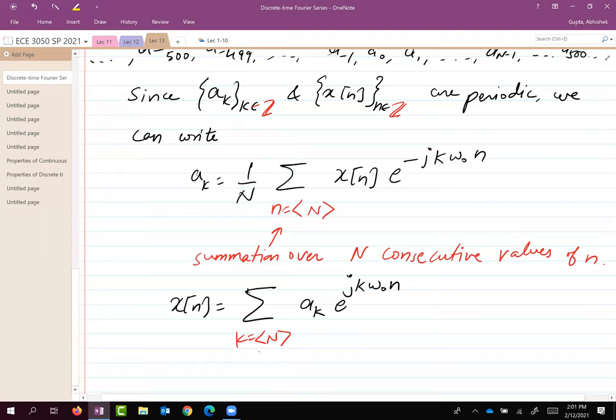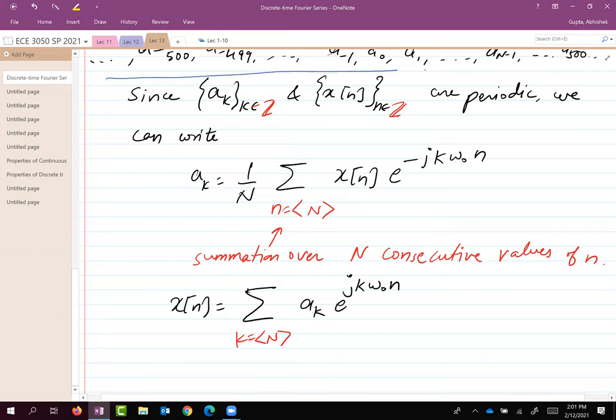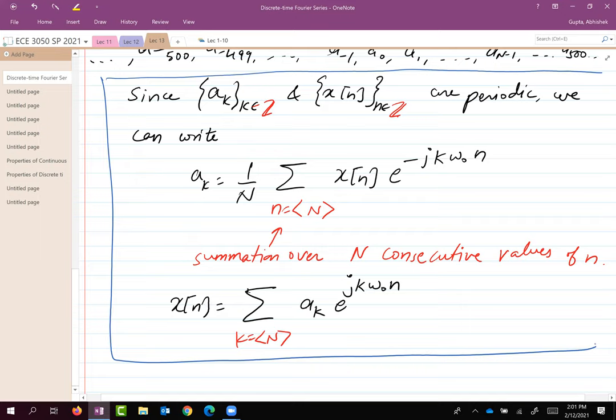So again, here I'm taking n consecutive values of k for doing this summation. Now, this whole thing is useful when you're doing computation by hand. And so sometimes taking certain consecutive values will make your problem much easier, or make the computation much easier. And that's why we do this kind of extension, just for making our lives easier when we are doing the computation of a_k's and x[n]'s.